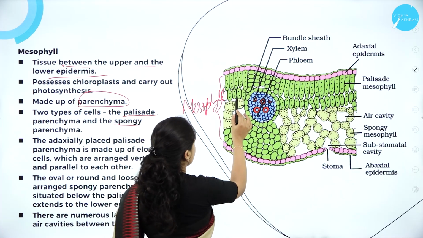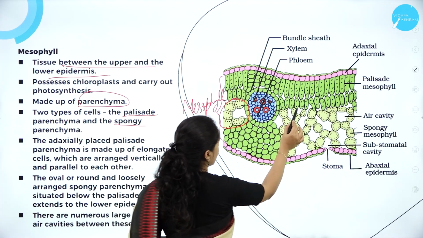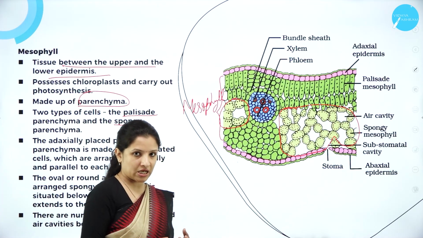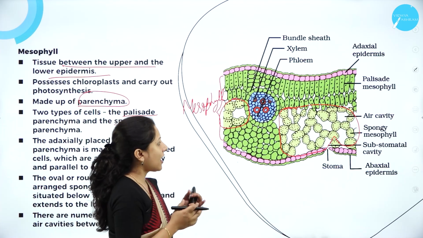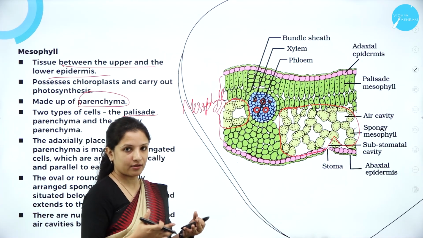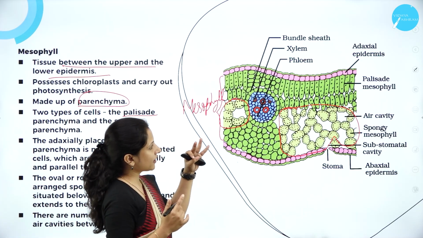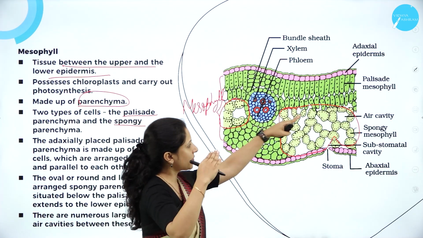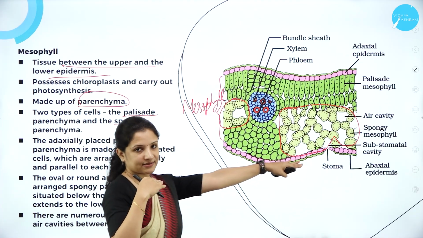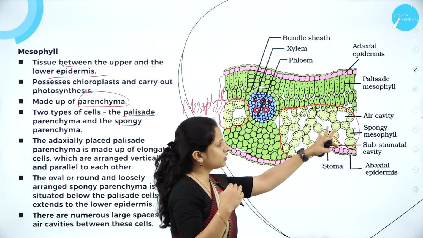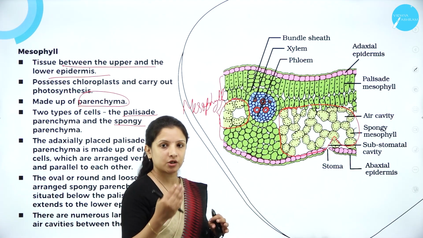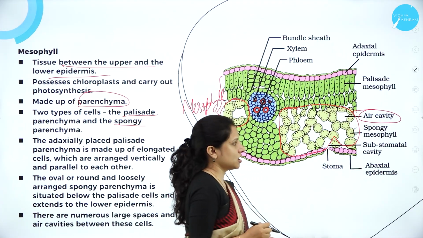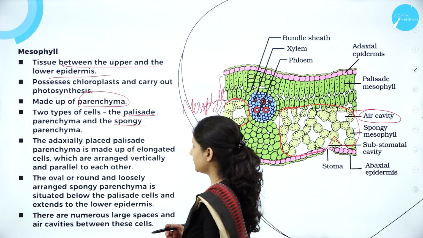But look at the spongy parenchyma. Can you see these are the spongy parenchymas that are there? Spongy parenchymas are of irregular shape. They do not have a particular shape and they are arranged with large intercellular spaces. And palisade parenchyma are located towards the adaxial epidermis and spongy parenchyma are located towards the abaxial epidermis. And there are a lot of intercellular spaces created between the spongy parenchyma, which is also called the air cavity. So this is about the spongy parenchyma.